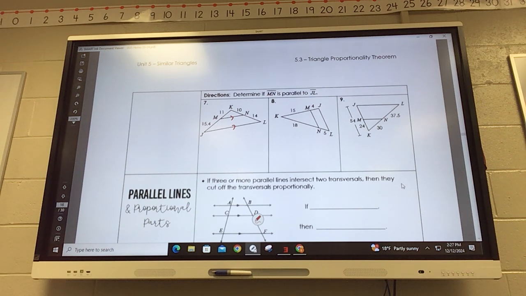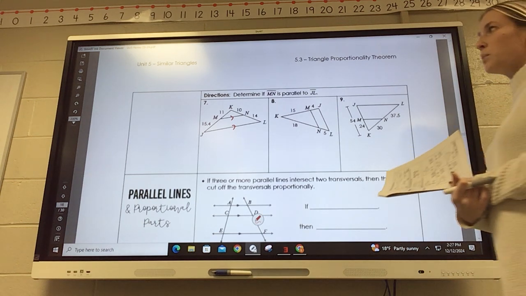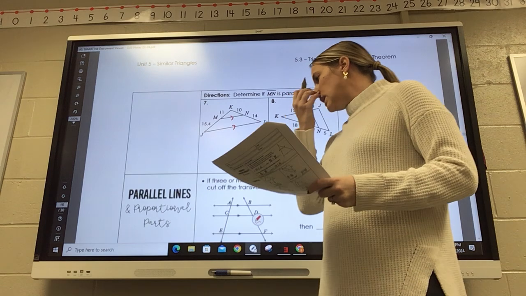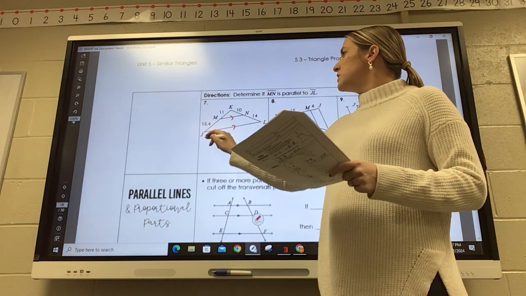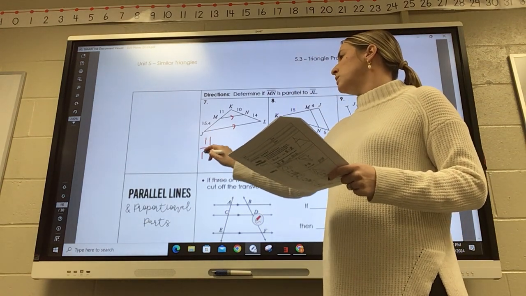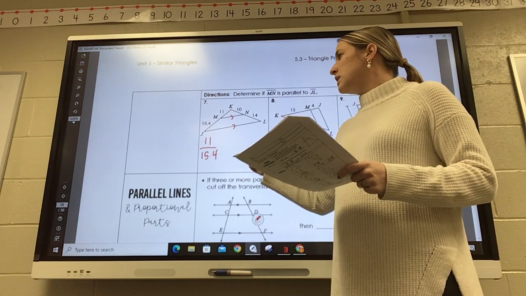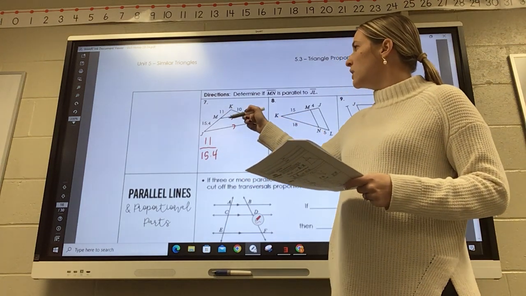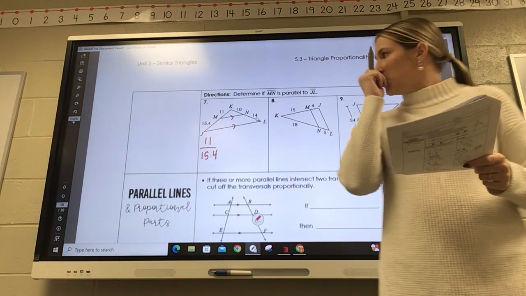Okay, so you want to set them up, but you want to set your sides up equal to each other. And like Corinne said, if they reduce to be the same, then they're proportional. It's kind of like when we did our side thing yesterday. Set up your fractions, and if they reduce, you're good. So 11 over 15.4, that should be the same scale factor as 10 over 14. Try to keep those the same.